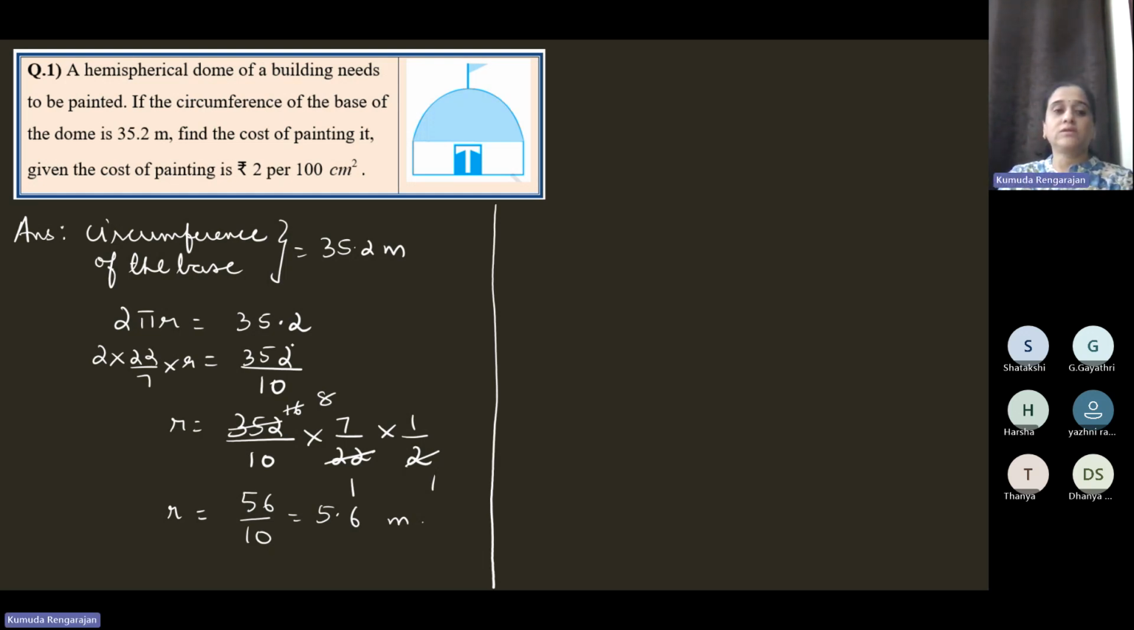So which part of the dome has to be painted? Only the CSA. Your circle is not covered, right? The circular portion is not painted. Only the inner CSA has to be painted. So what's the formula to find the CSA of a hemisphere? 2 pi r square. So find 2 pi r square, the inner CSA.